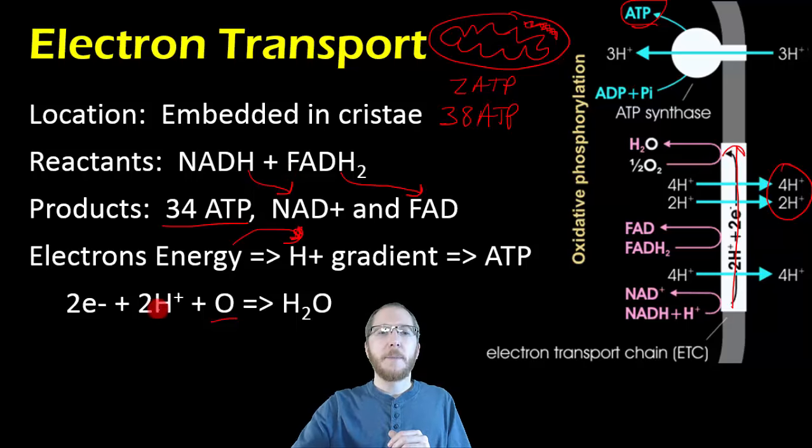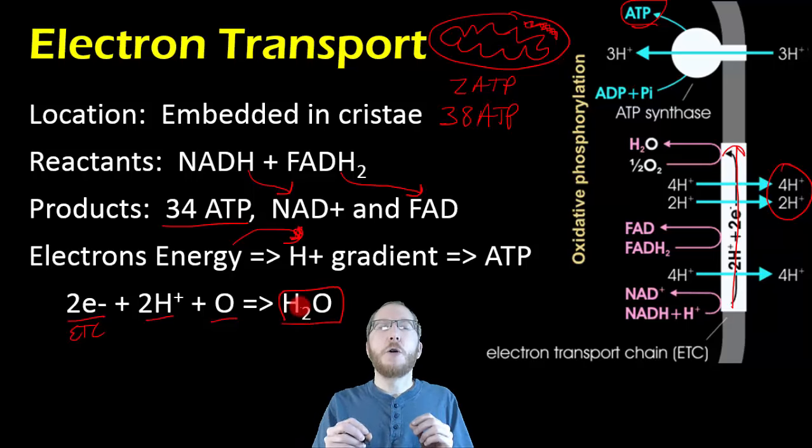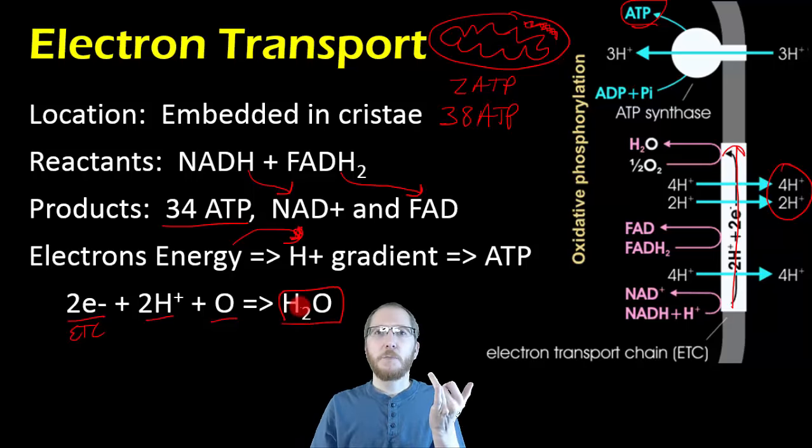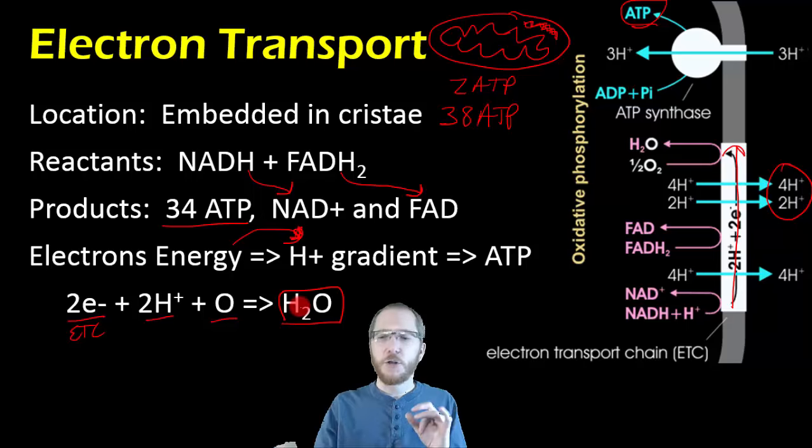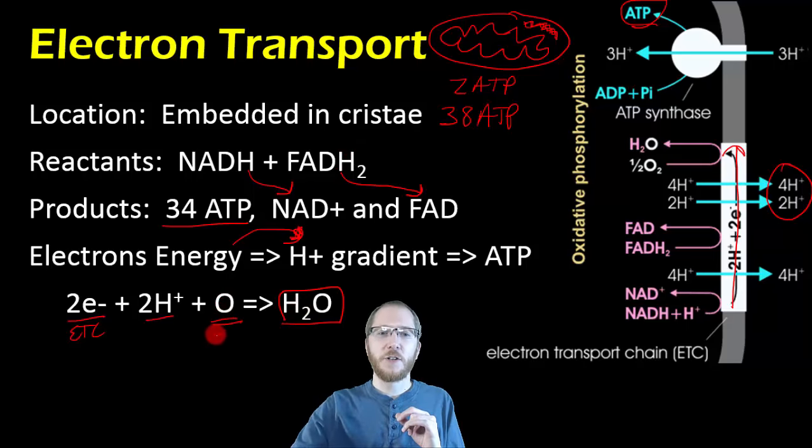So oxygen will grab some of these H+'s that are hanging around, as well as the electrons from the ETC, and it's going to use those to make water. So if we don't have oxygen, the electron transport chain falls apart, which means we won't do the Krebs cycle and we won't do the electron transport chain. These only function if oxygen's present. This is why oxygen's so important to this process.